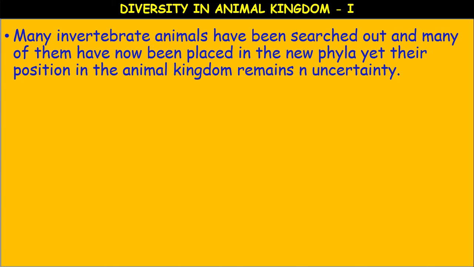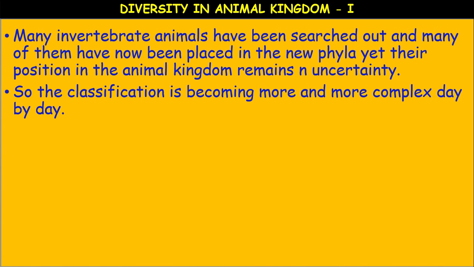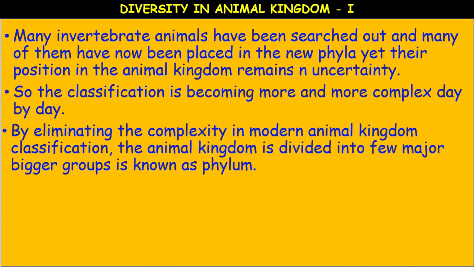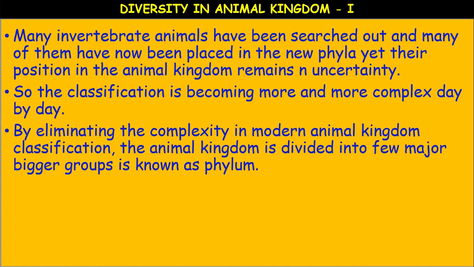Now, many invertebrate animals have been searched out and many of them have now been placed in the new phyla, but their position in the animal kingdom remains uncertain. Okay. So, the classification is becoming more and more complex day by day. By eliminating the complexity in modern animal kingdom classification, the animal kingdom is divided into a few major bigger groups. It is known as phyla. Okay. Kingdom divided into subkingdom. Now, phyla.